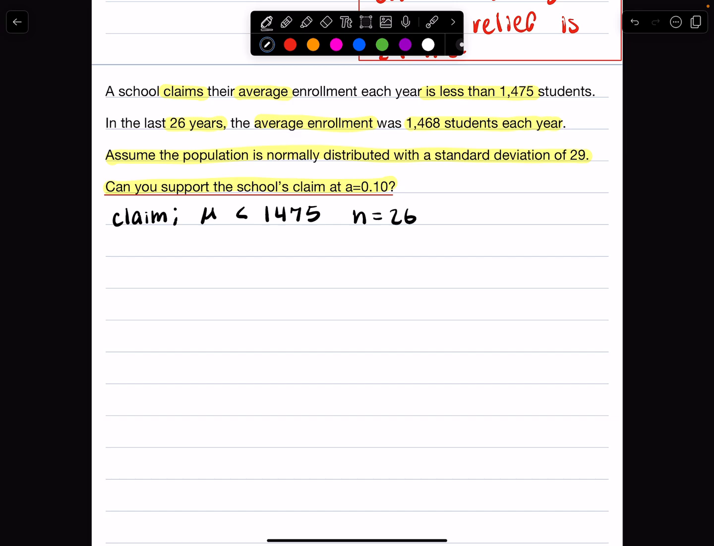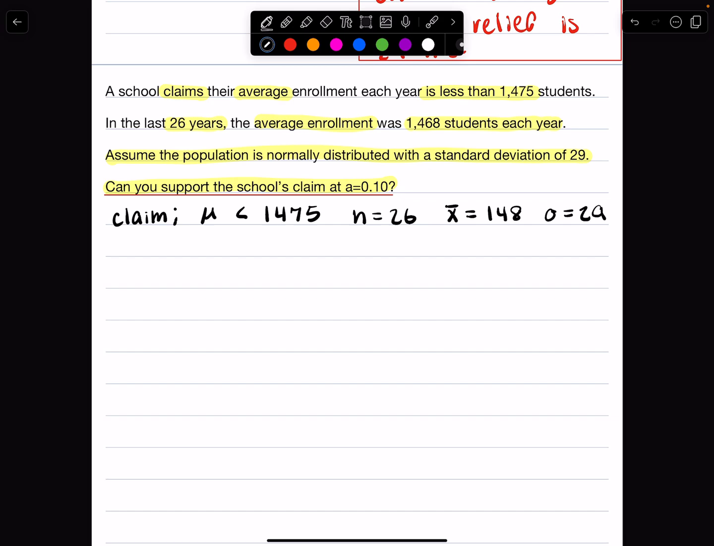And it tells us in the last 26 years, the average enrollment was 1468. So x bar, sample mean, is 1468. And then finally, the population is normally distributed. Again, that's just telling you information you need to know. And then we have a standard deviation of 29. Population specifically because it assumed the population and it's a run-on sentence. And so we still assume that we're talking about population standard deviation.